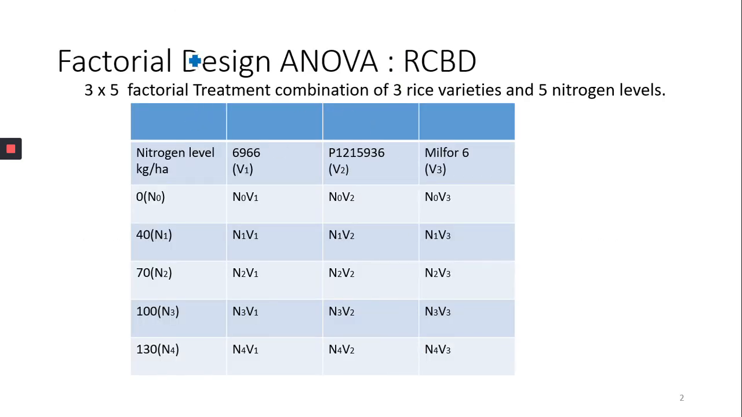Now, I have an example here. I want to make it clear from the onset that for all the designs that we have looked at so far, the completely randomized design, that is the CRD, the randomized complete block design, the Latin square, and of course the final design, which is the split plot, we can have factorial arrangements. So we can have a randomized complete block design with factorial arrangement, a completely randomized design with factorial arrangement, and a Latin square with factorial arrangement.